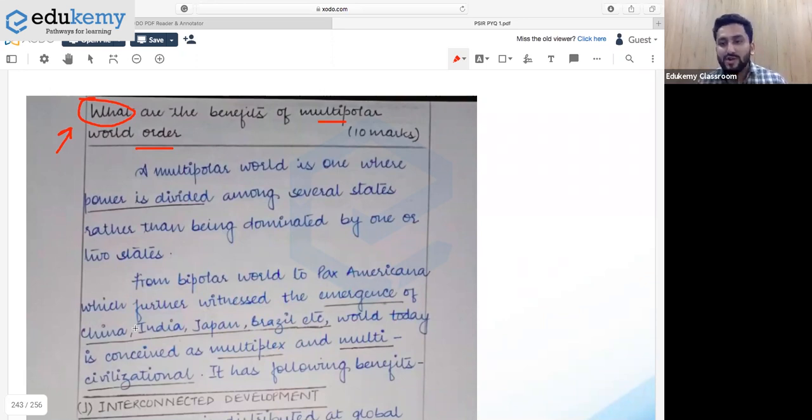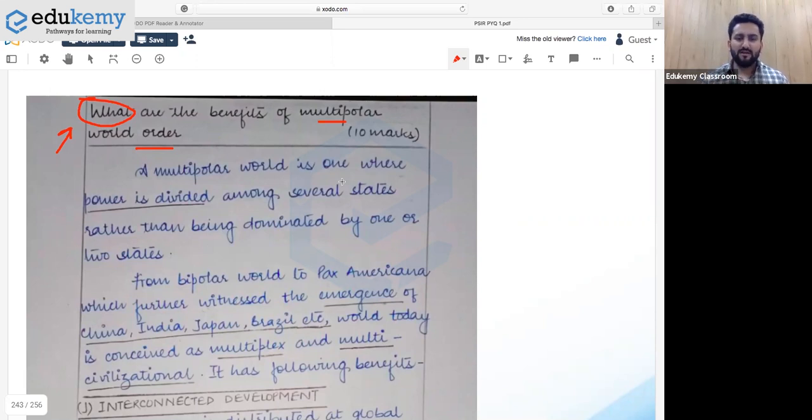So first of all, you need to start this with an introduction and a brief idea that yes, there are benefits of multipolar world order. Then we are going to expand what are those benefits. And when you set the context, the context should be connected with how we moved towards multipolar world order. It means from bipolar to multipolar.